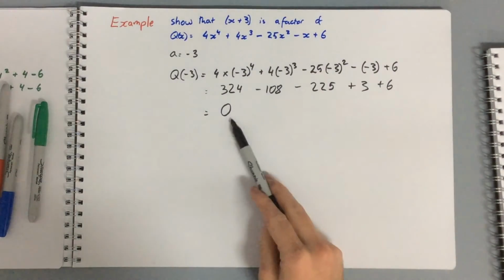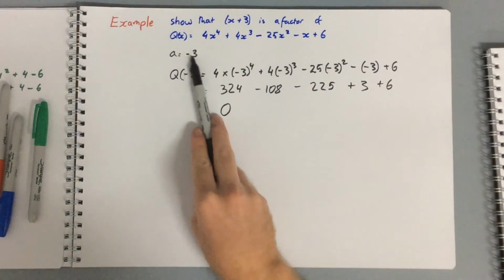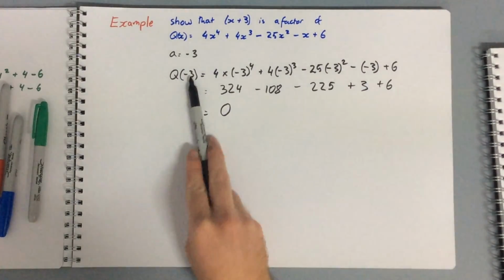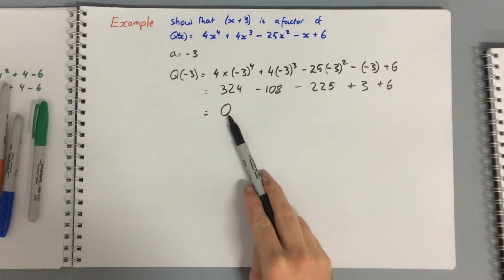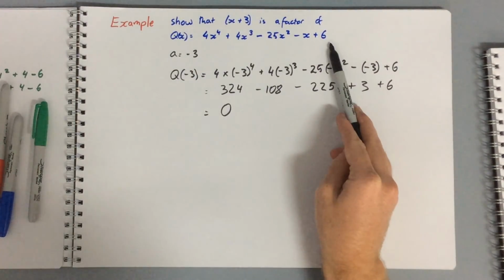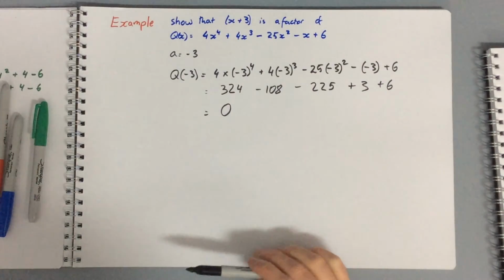So for this question we're showing that x plus 3 is a factor of this using our factor theorem, because when you put that number a equals minus 3 into that polynomial, then we get a remainder of 0. So it's indicating that that is a factor of this. So that's all the factor theorem is.